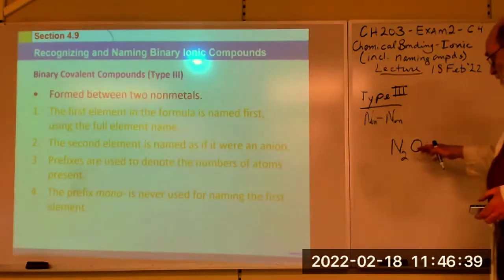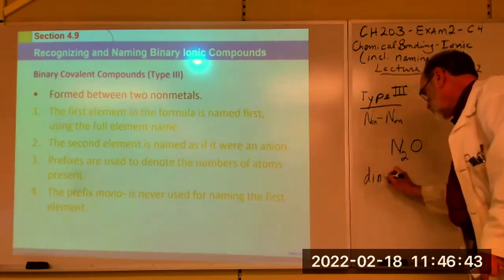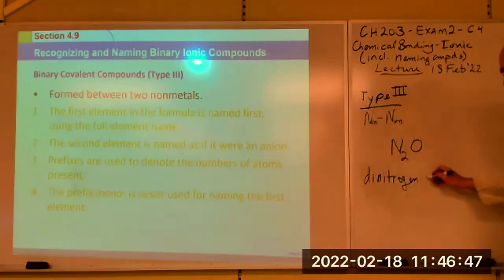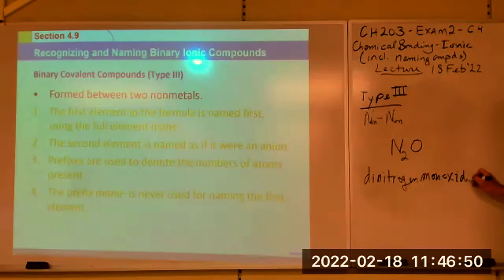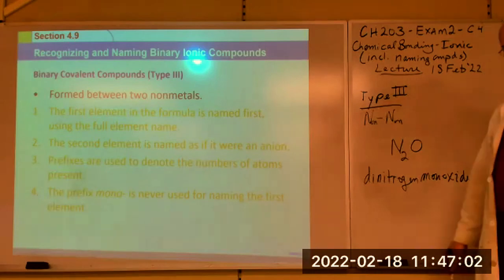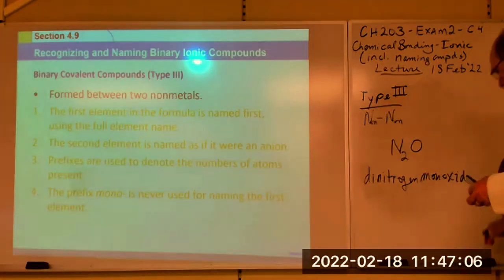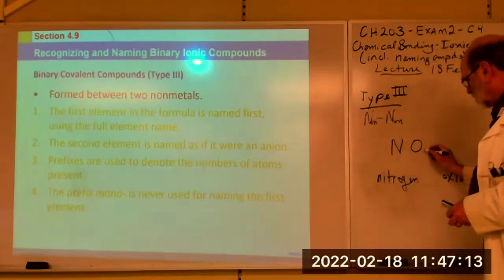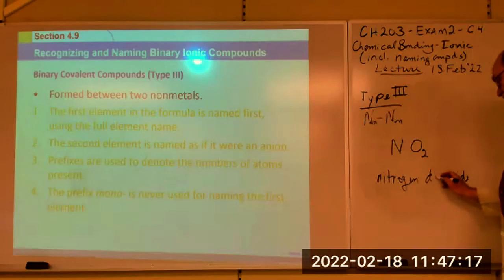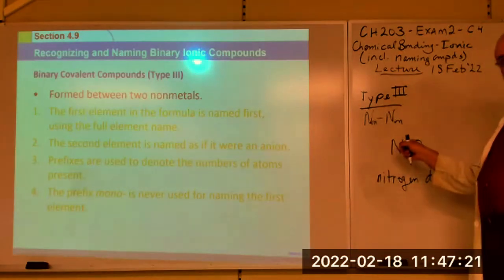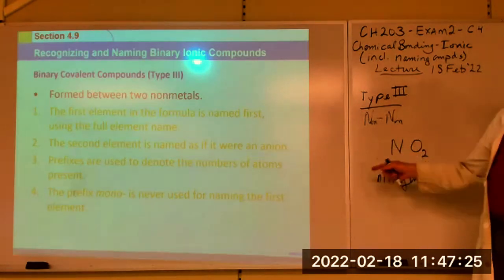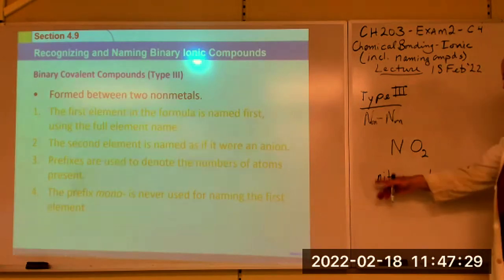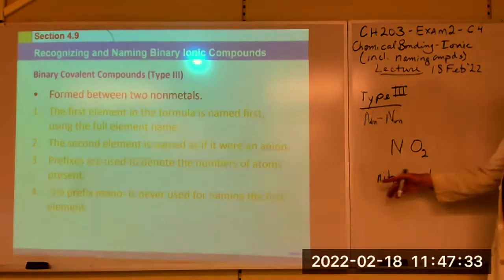Okay. So for this one, we would say dinitrogen monoxide. That tells us we have two nitrogens and one oxygen together. So we could write this from that, or we could write that from that. Let's say instead of that one, we have this one. That would definitely be dioxide. But if the first one, in the cation position, is single, we don't say mono. So that's one exception where you don't say mono in the first position. So we wouldn't say mononitrogen. We just say nitrogen.